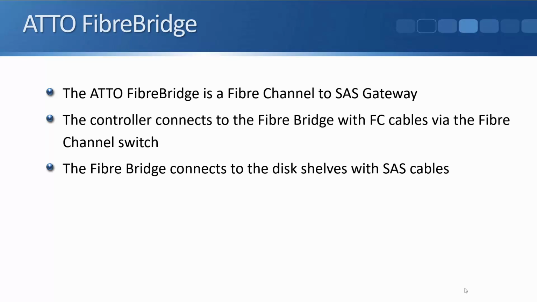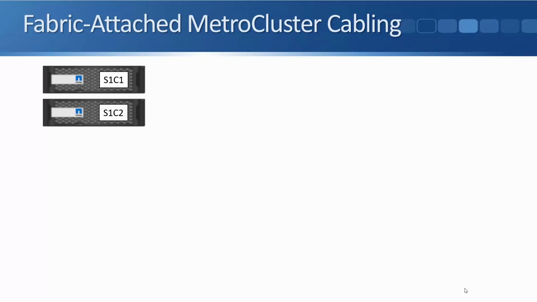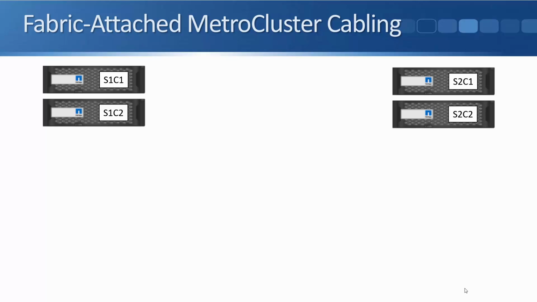This will look really clear when you see it in the diagram coming up in a minute. In fact, let's look at it right now. Let's look at the MetroCluster cabling for fabric attached MetroCluster. Fabric attached MetroCluster means we're using fiber channel switches. In the example here for our 4-node MetroCluster, we've got our HA pair in site 1. So that's site 1 controller 1 and site 1 controller 2. We also have our HA pair in building 2. That's site 2 controller 1 and site 2 controller 2.